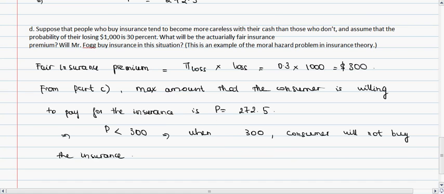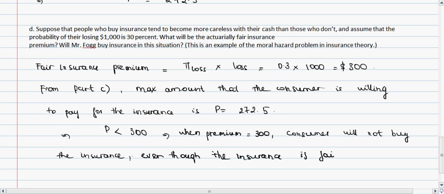Okay, so if the premium is 300, then the consumer will refuse to buy the insurance because it's more than whatever he's willing to pay. So when the premium is 300, the consumer will not buy the insurance, even though the premium is just a fair premium to reflect the true probability of losing from the consumer. So even though the insurance is fair. Alright.